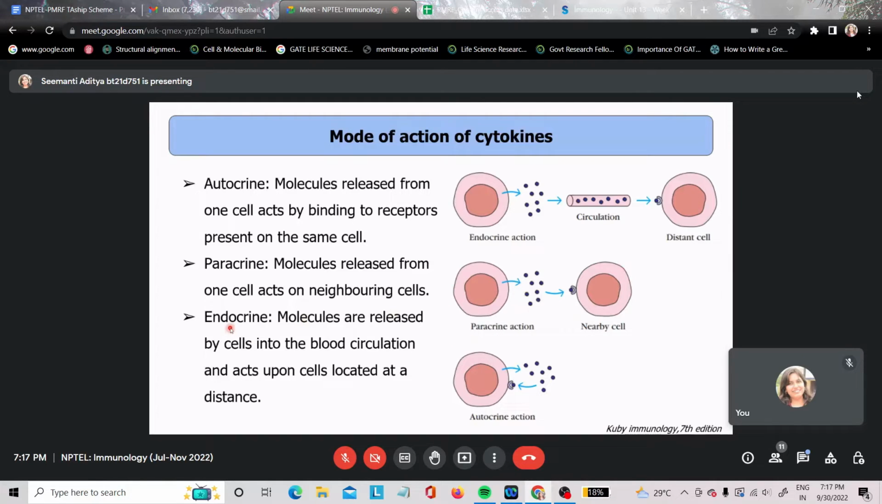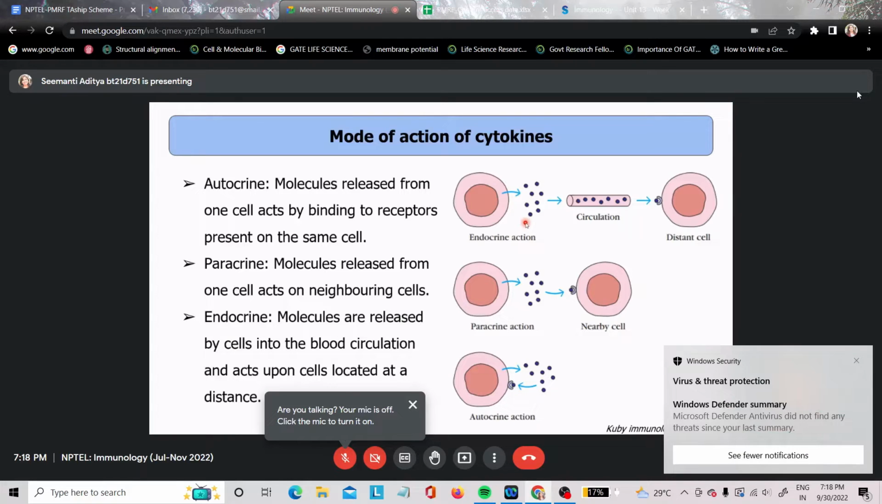The third mode of action is endocrine. Endocrine means the molecules are released from one cell into the circulation. We know that there are endocrine glands. So endocrine glands also release their secretions into the blood.